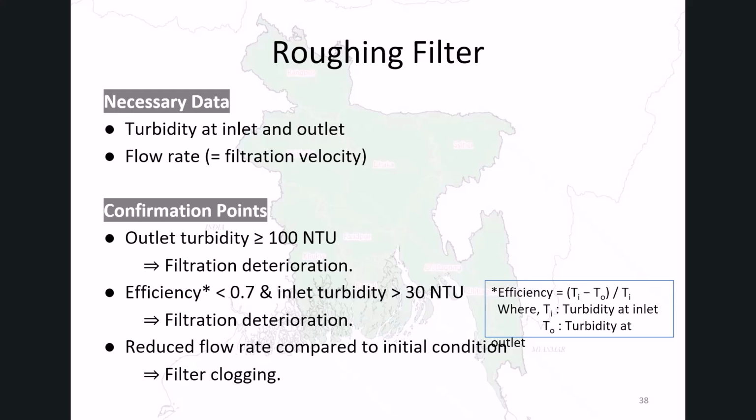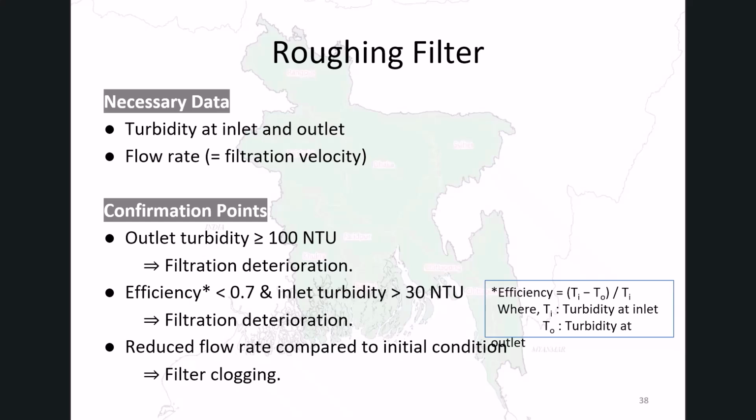In the roughing filter diagnosis, turbidity at both inlet and outlet, and flow rate, these are necessary data. These data are judged by whether outlet turbidity is 100 NTU or more. In this situation, the filter may have deteriorated. The second point is that the efficiency of the turbidity removal is less than 0.7 and at the same time inlet turbidity is above 30 NTU. This also implies filtration deterioration.